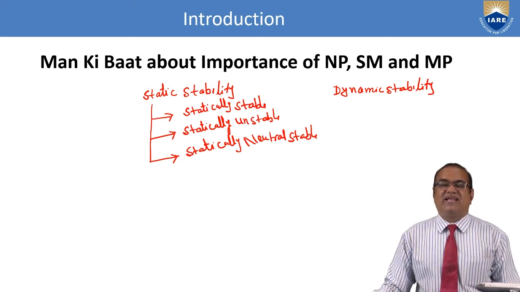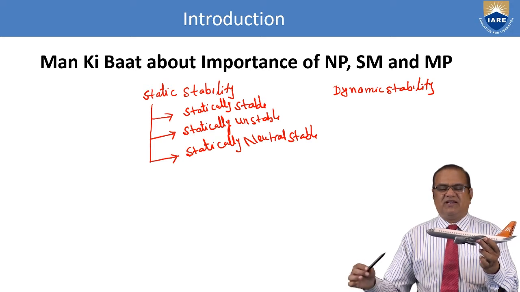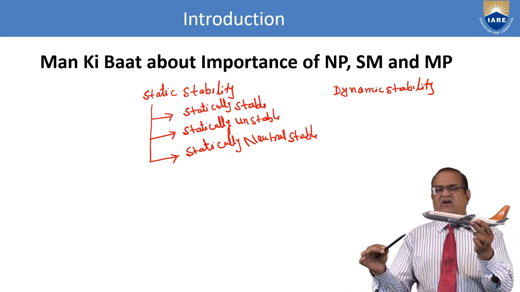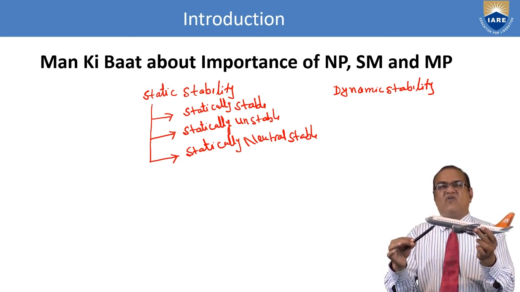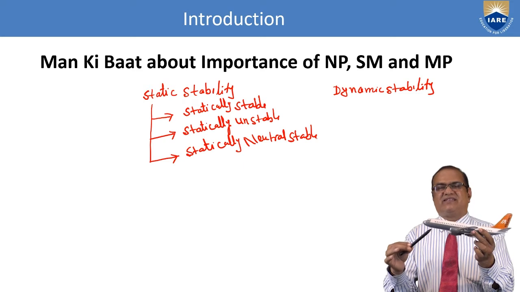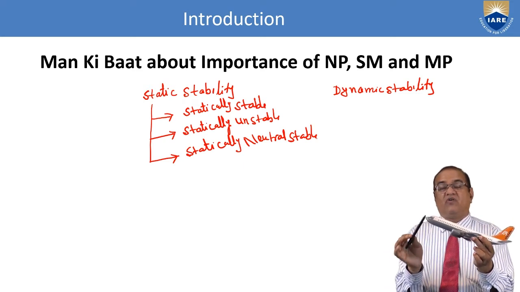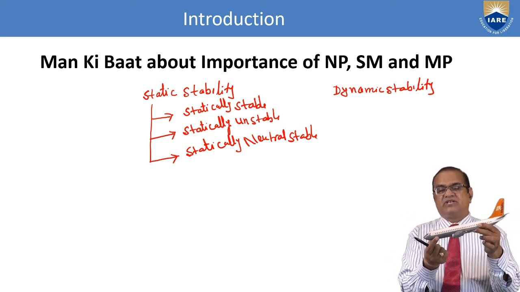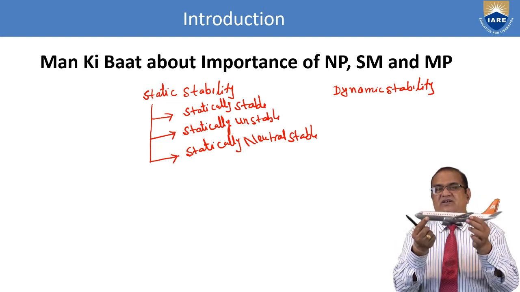If I talk about dynamic stability, if the aircraft is flying like this and an additional wind, the unwanted gust, hits the aircraft, the nose has gone up. Whether with respect to time, how much time it goes like this, it is called vibrations.